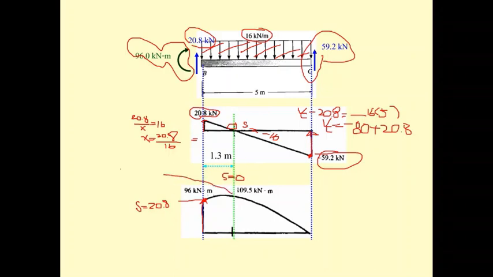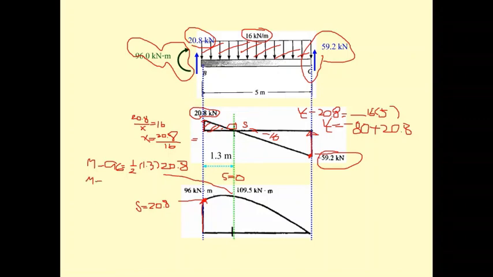What is the value of moment here? The value of moment here must be M minus 96, and M minus 96 is going to be equal to the area here. Okay, the area here is what? The area is 1/2 of 1.3, and then times 20.8. So you will get the value here, the y, by M.